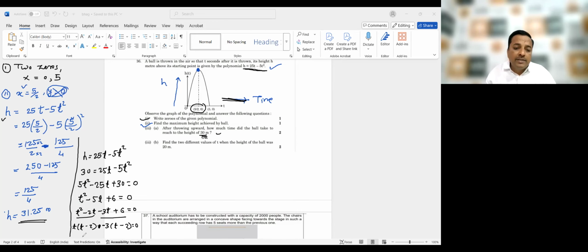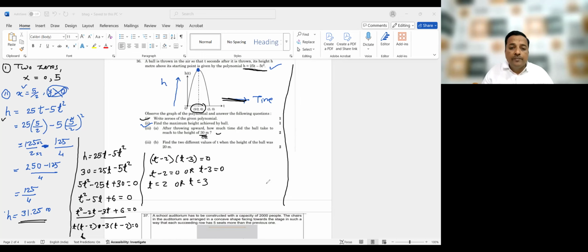Take t common: t - 2, and then take -3 common: t - 2. If both brackets are the same, then all factors are correct. (t - 2)(t - 3) = 0. So t - 2 = 0 or t - 3 = 0, so t = 2 or t = 3. So there are two answers for this one. Okay, we cannot do anything about it, that will be the answer.